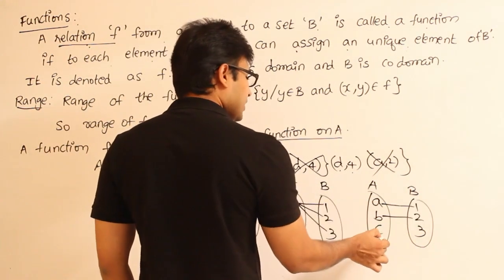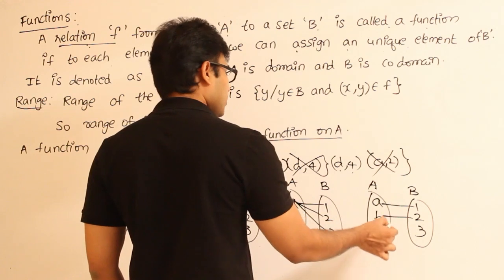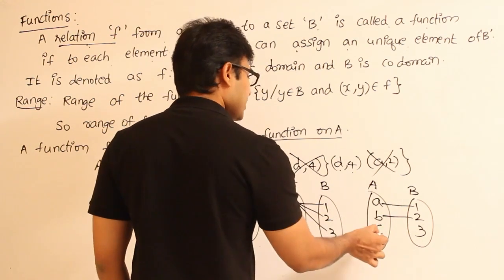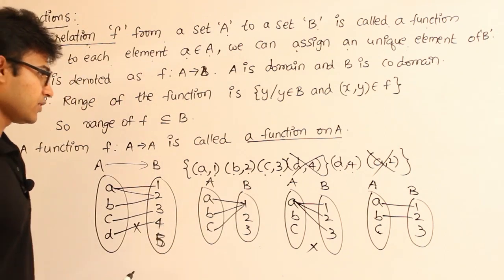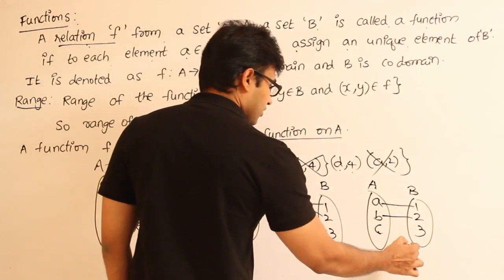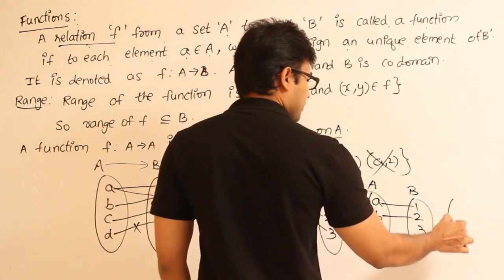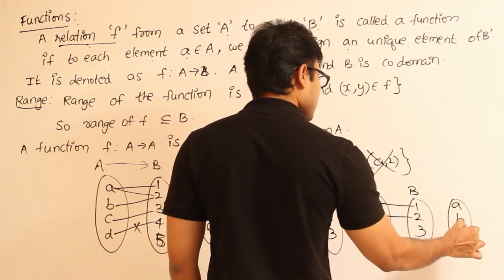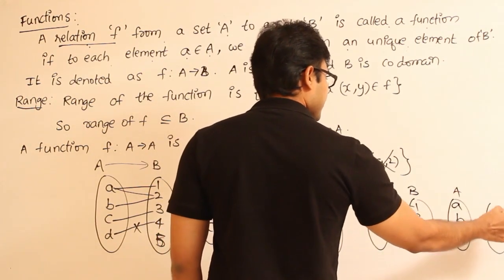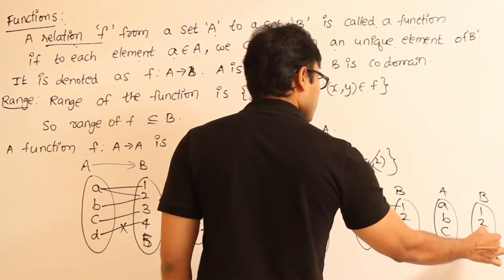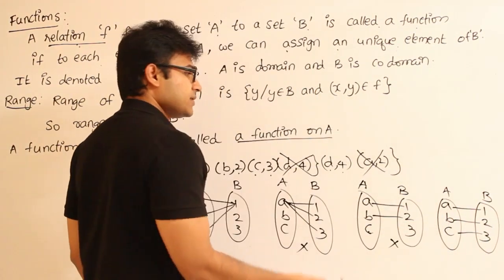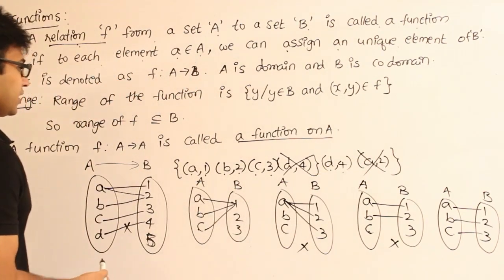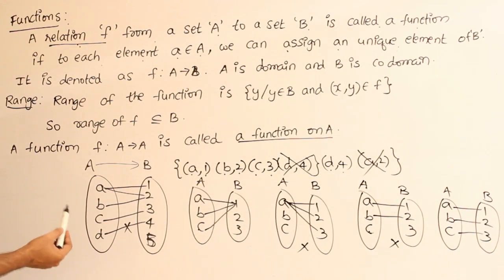The reason is the element c of A is not having any image. Every element in A should have an image, but since it is not having an image, it is not a function. Got it? Tell me whether this is a function or not. a, b, c, 1, 2, 3. This is a function because every element is having an image there. So that is how we define the function.